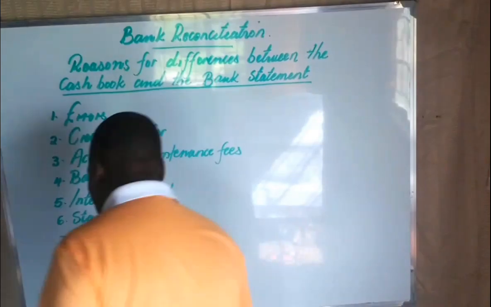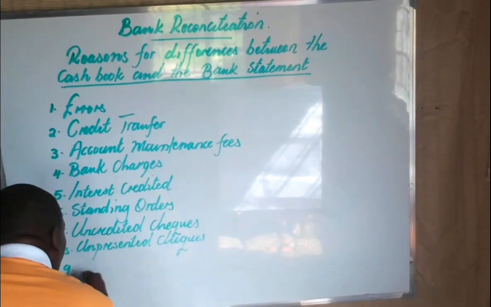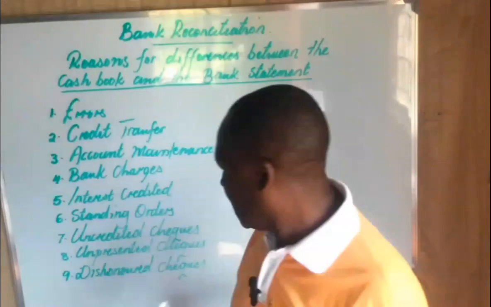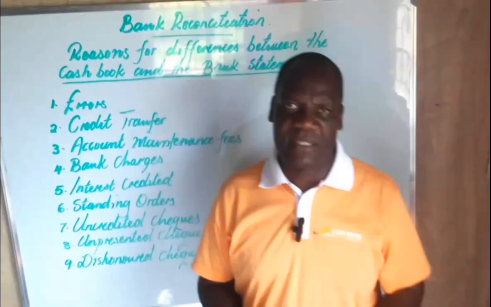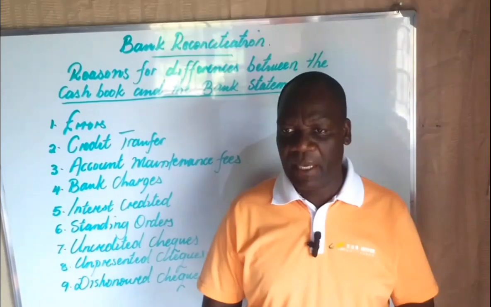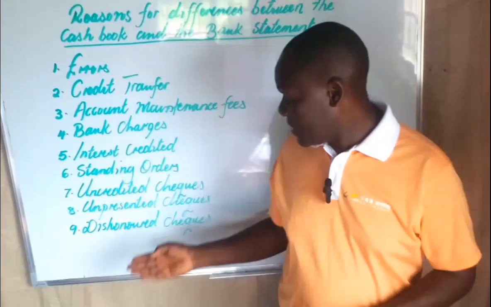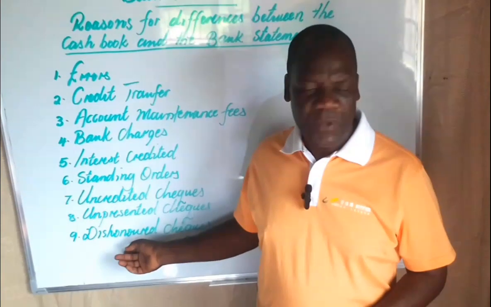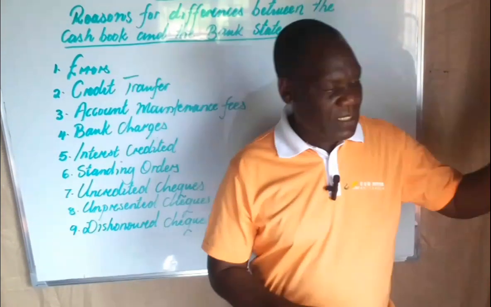Reason number 9, dishonored checks. Okay. Dishonored checks also will cause a difference. Why? Because here's a check that has been paid to a company, entered in the cash book, and deposited. Okay? At the month end, maybe this will not show. But the following month, this check is unpaid. Okay? It is not paid, while it was entered in the cash book.